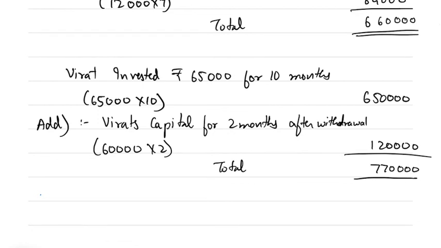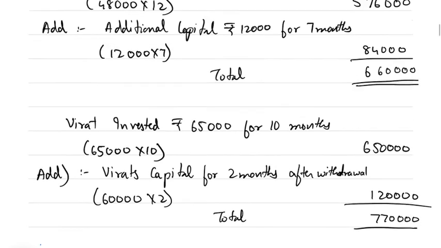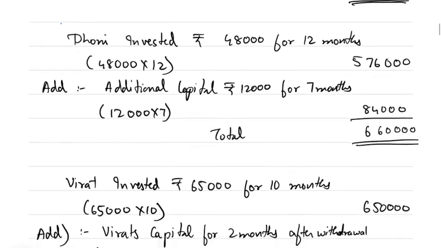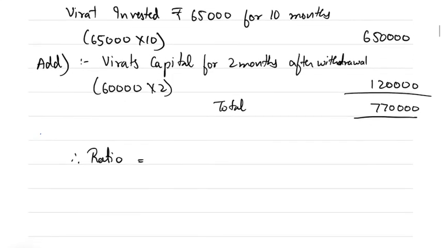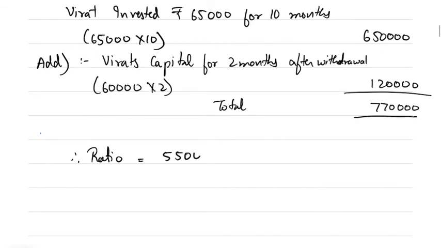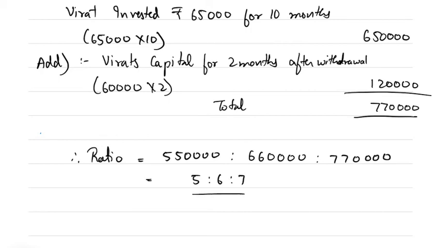So the ratio is 5,50,000 is to 6,60,000 is to 7,70,000. Okay. So 5,50,000 is to 6,60,000 is to 7,70,000, which is 5 is to 6 is to 7. If you simplify, it comes to 5 is to 6 is to 7. Okay. So now you have the ratio. You have to divide the profit in the ratio of 5 is to 6 is to 7.